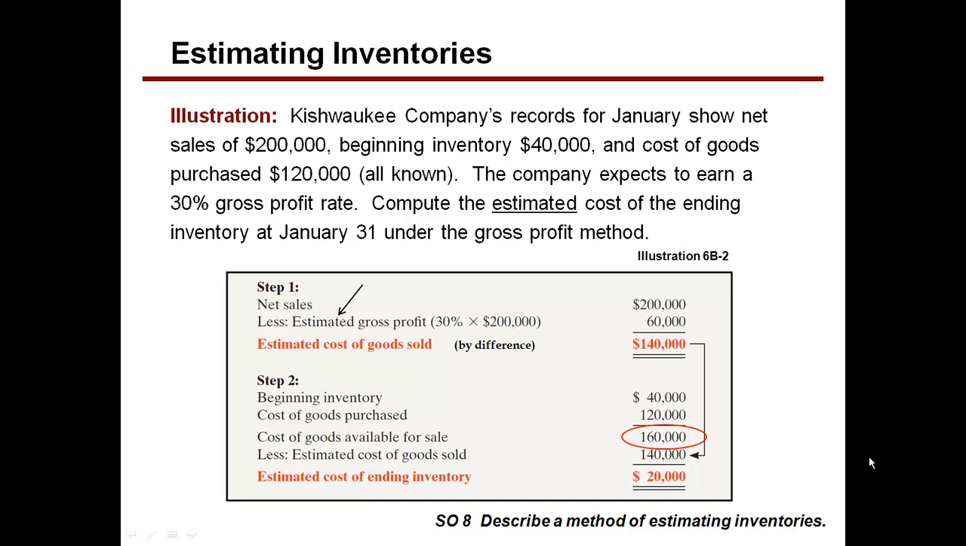With that estimate of cost of goods sold, we subtract that from the total goods available for sale of $160,000. That pool of $160,000 must be known by other records. So we back out the estimated cost of goods sold of $140,000 to come down to an estimated cost of inventory of $20,000.